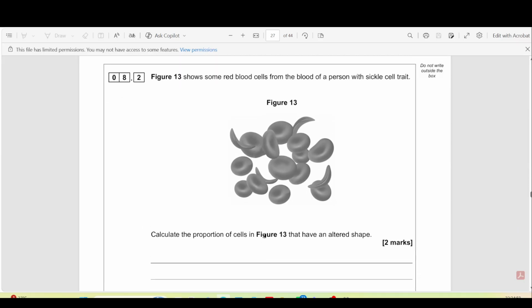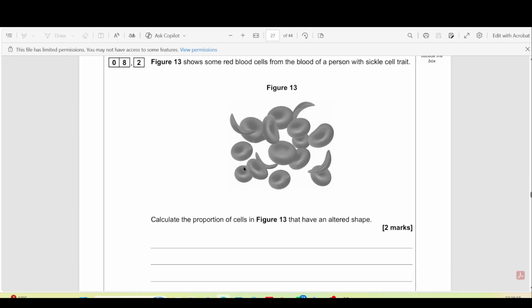Aim to calculate the proportion of cells in figure 13 that have an altered shape. One, two, three, four: there are four of them. Out of how many in total? If you count: 1, 2, 3, 4, 5, 6, 7, 8, 9, 10, 11, 12, 13, 14, 15, 16, 17. So 4 divided by 17.